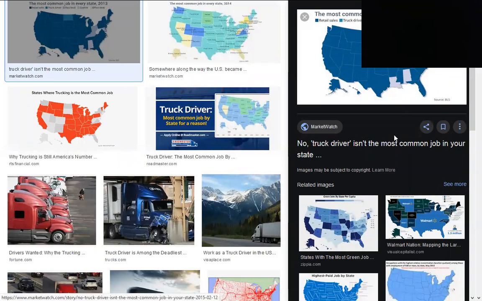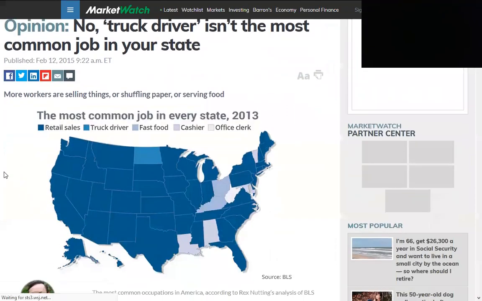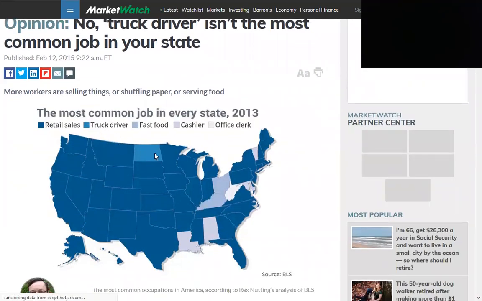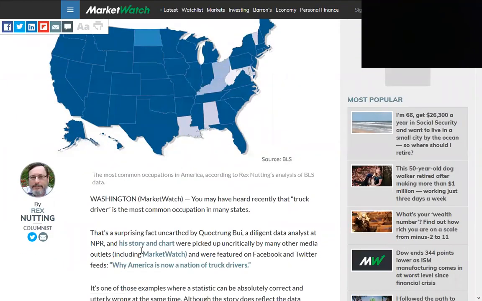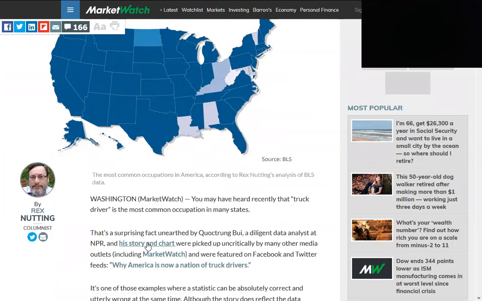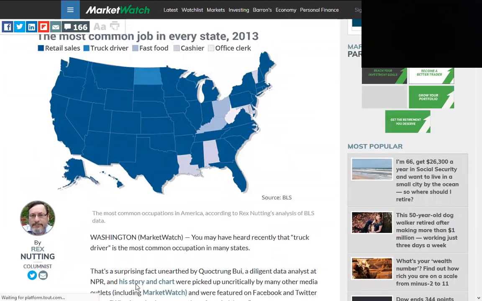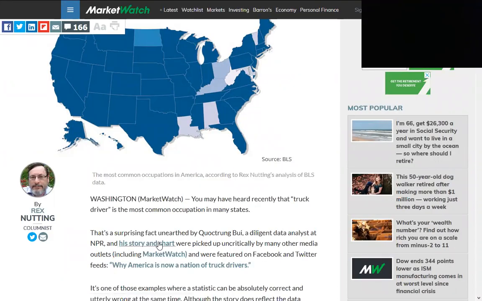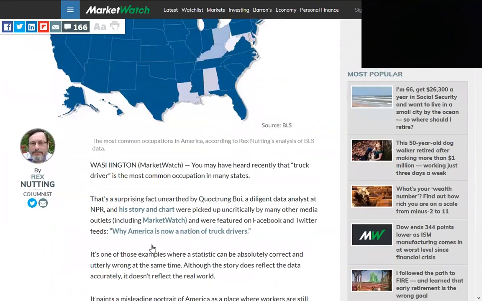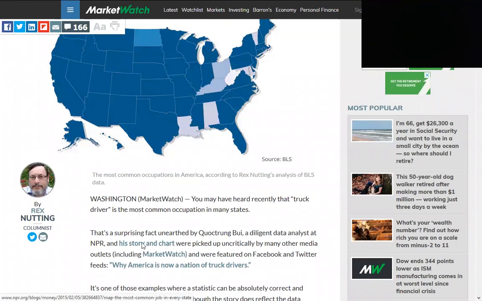I guess it's not the case anymore. Used to be. Market Watch is correcting me. So I guess it's only the most common one here. So I guess this was wrong, but it's still a very, very large proportion of the.